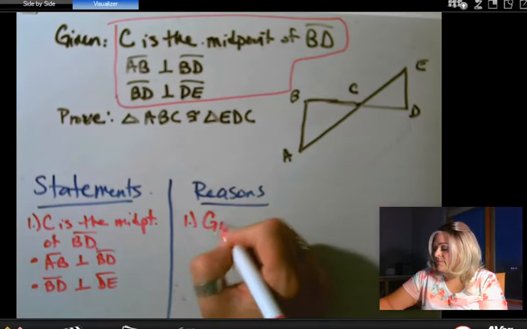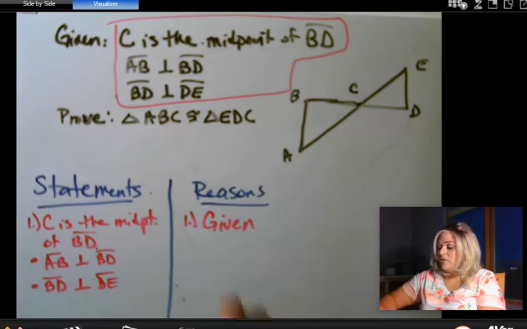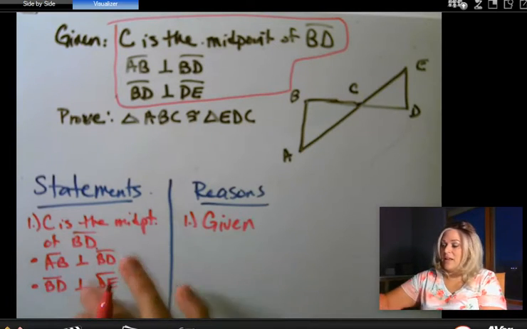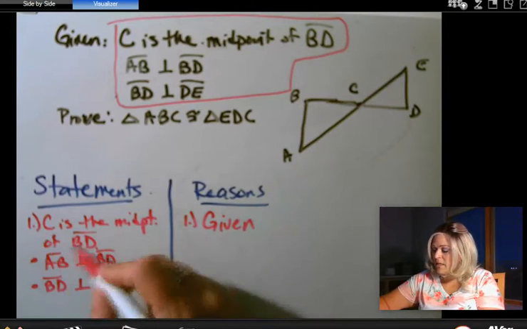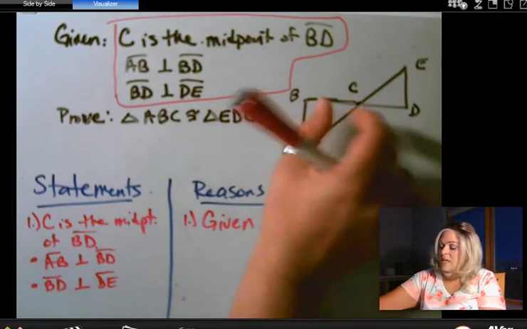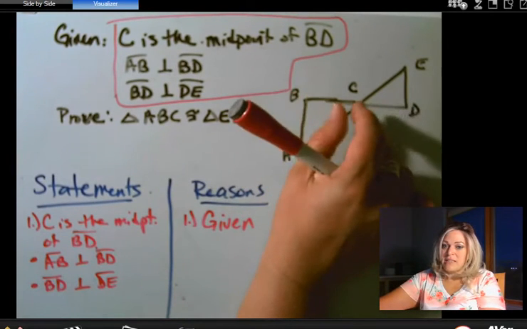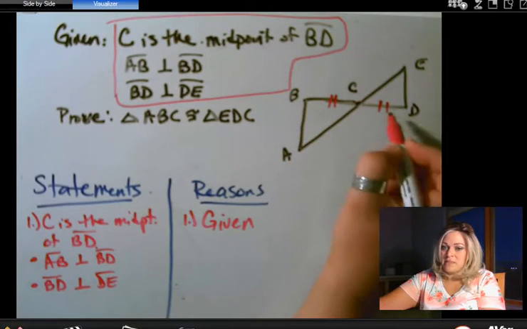So this is given. Okay, once I have the given, I look at what is given and mark up my visual. So C is the midpoint of BD. I need to look at BD, and if C is the midpoint, that means it cuts each of these parts perfectly into congruent segments.